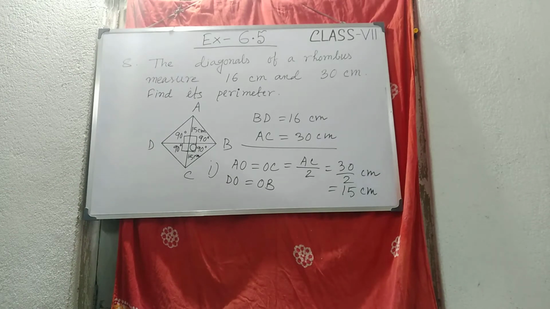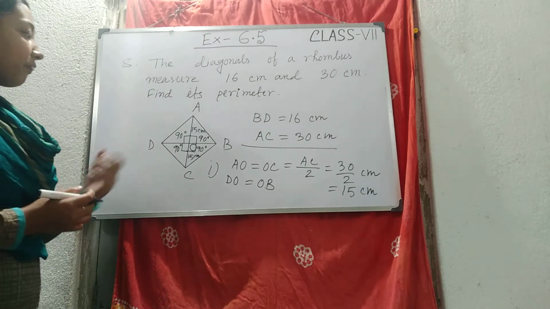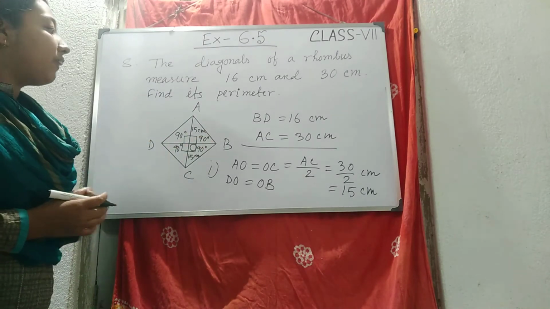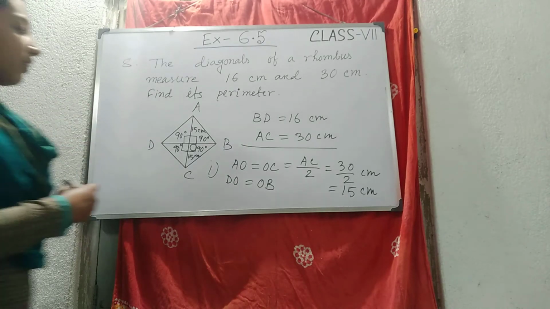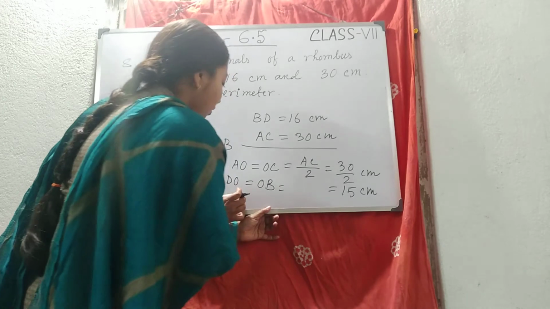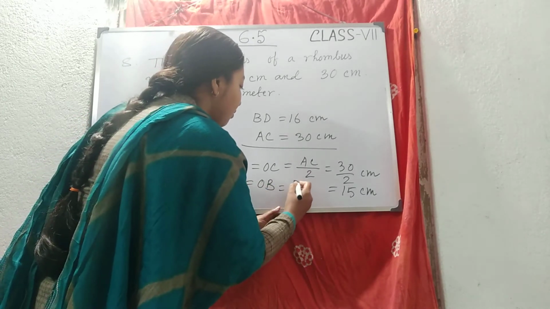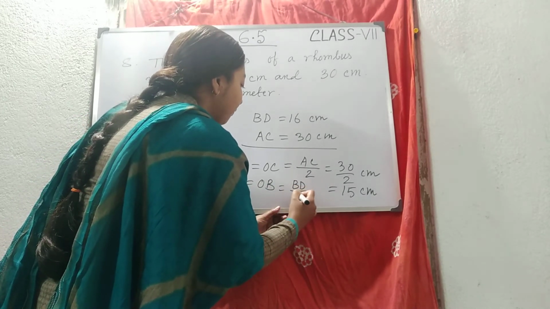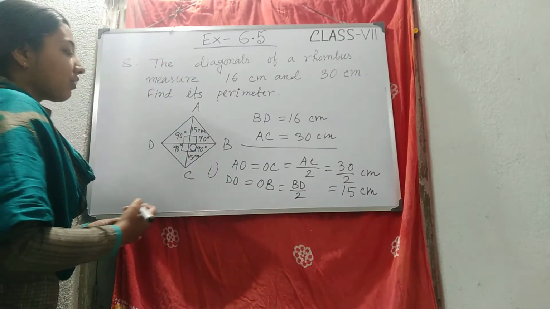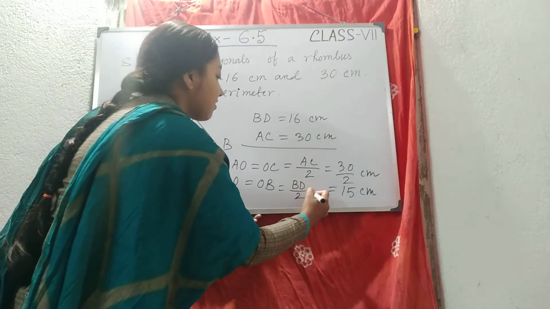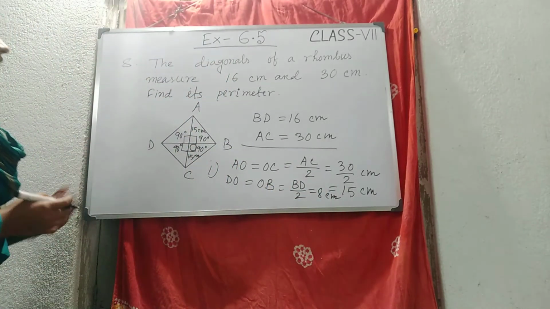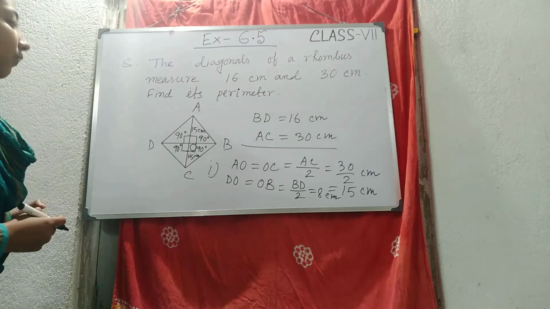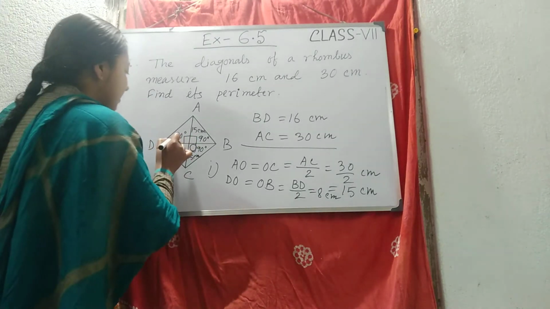The same property is also applicable for diagonal BD. Means DO equals OB equals BD divided by 2, isn't it? DO equals OB equals half of BD, means BD divided by 2. So BD divided by 2 means 16 divided by 2. So 8 we are getting for this. Means the value of DO and OB we are getting 8 centimeter each. Okay.